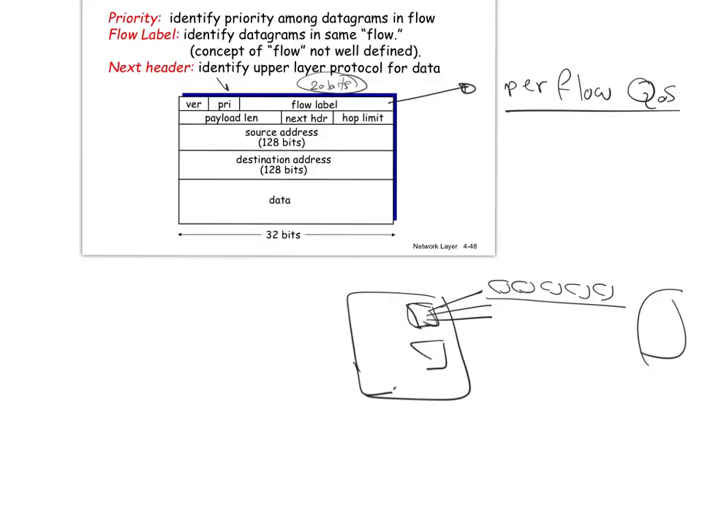But why? Are we regressing back to virtual circuit routing? This is per-flow quality of service. It's not used for routing. But it's very important in IoT. Very important in IoT.